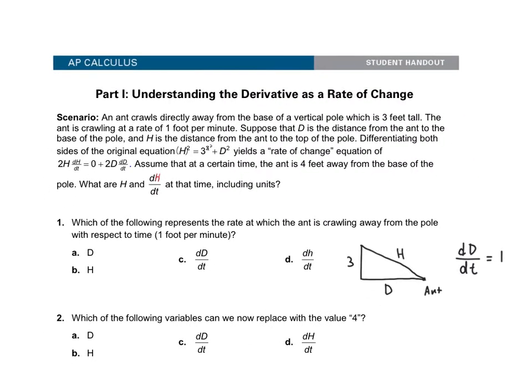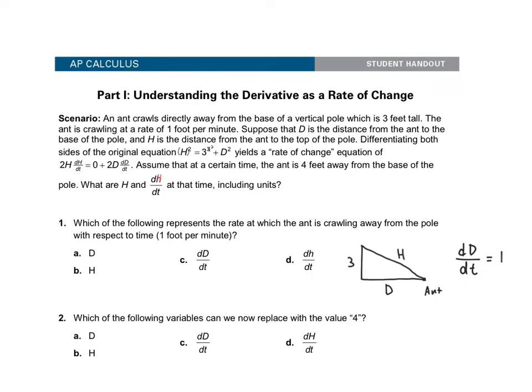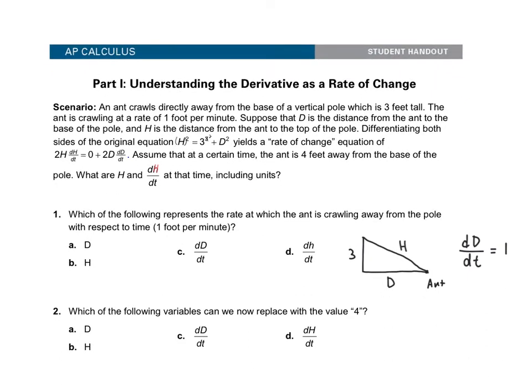All right, so they say at a certain time, the ant is 4 feet away from the base. So at a certain time, d is 4. And if d is 4 at that time, and the pole is 3, this will be a 3, 4, 5 triangle. That means h would be 5. All right, and if they ask for dh dt, so I used the original equation to find h, but now to find dh dt, we'll have to use this rate of change equation, since that expression shows up there.